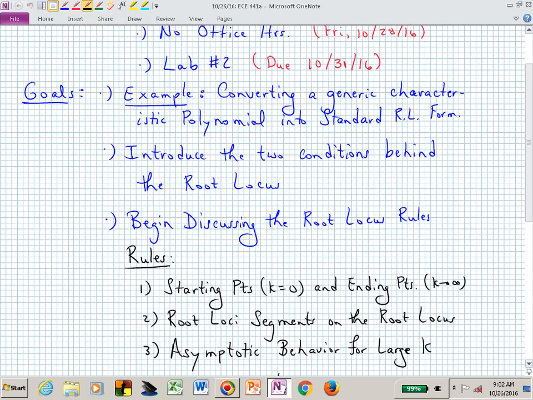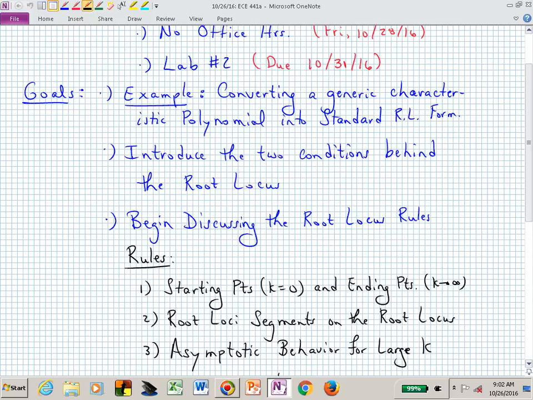Today what I want to do goal-wise for class is to start with an example of how we convert a generic characteristic polynomial into the standard root locus form, and maybe what the possible root locus patterns might be for that particular example. I'm saying possible because it really depends on the particular values or locations of your poles and zeros as to what the structure of your root locus is going to look like.